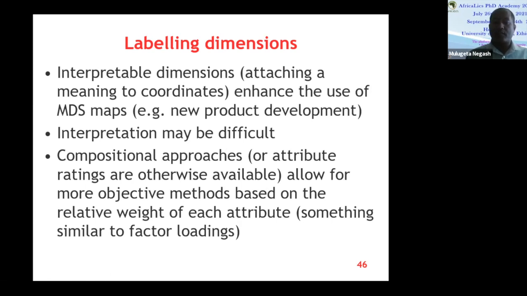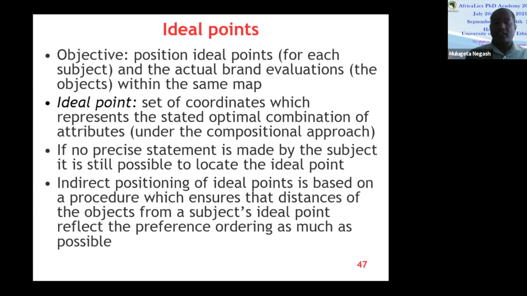They allow for a more objective method based on the relative weight of each attribute, something similar to factor loading in factor analysis and principal component analysis, objective positioning of the ideal point for each object, and the actual brand evaluation within the same map. The ideal point is a set of coordinates which represents the stated optimal combination of attributes. If no precise statement is made by the subject, it is still possible to locate the ideal point. Indirect positioning of the ideal point is based on a procedure which ensures distance of the object.